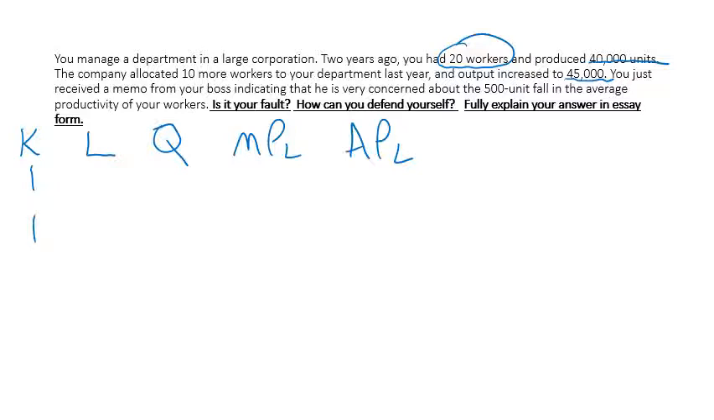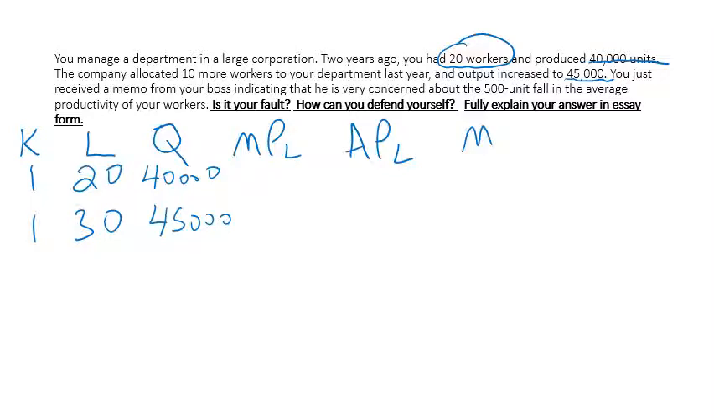Now, labor. Well, you started with 20 workers, and now you have 30 workers. 20 workers produced how many units? 40,000 units. 30 workers are producing 45,000 units, right? Yeah.